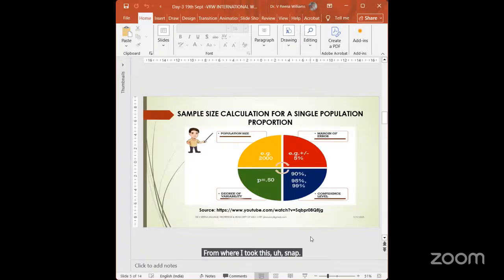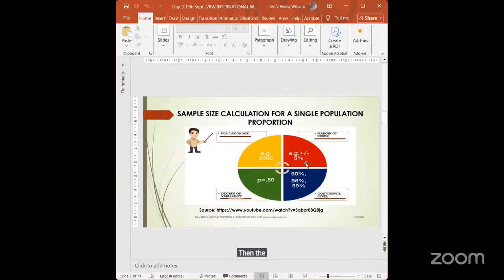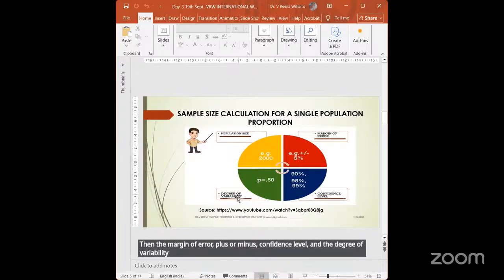So the sample size calculation, as I said, what was the first one? Population size, then the margin of error, plus or minus, confidence level, and the degree of variability. You can look into these two points more. This is what will give you the answer for these two. So you just focus on this. This is for those who are not much into statistics and all that.